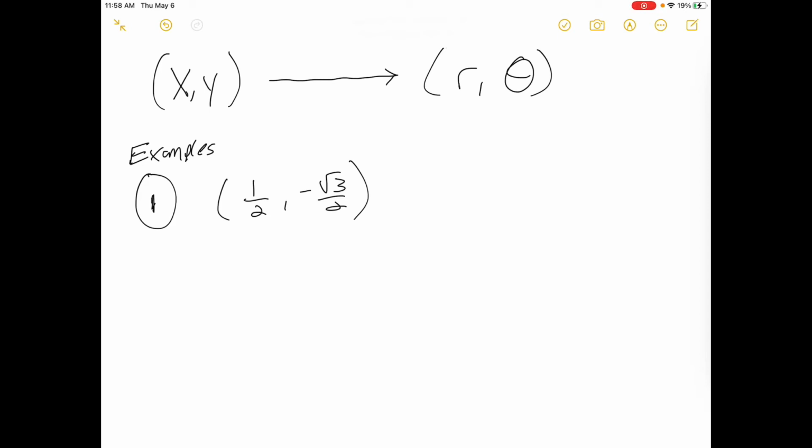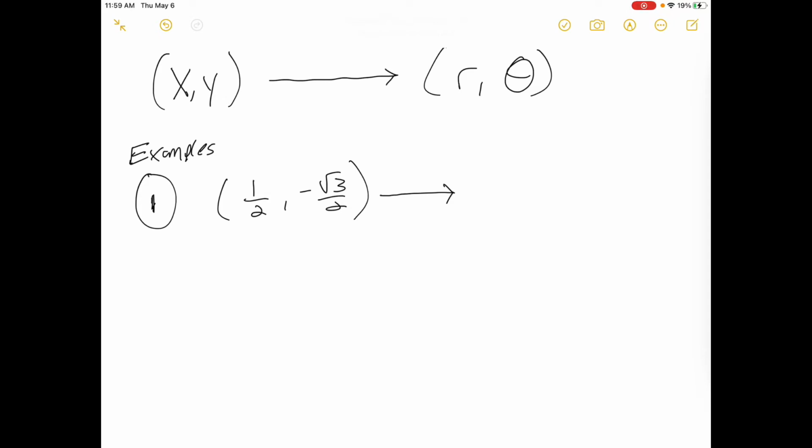Okay, we've looked at finding XY coordinates from a polar coordinate. Now let's look at finding a polar coordinate from an XY coordinate. So I'll start off with basic coordinates straight off the unit circle.